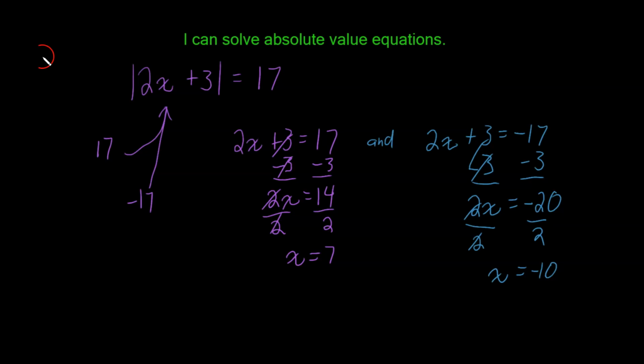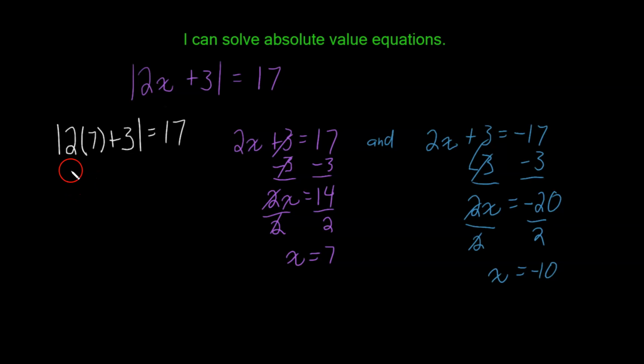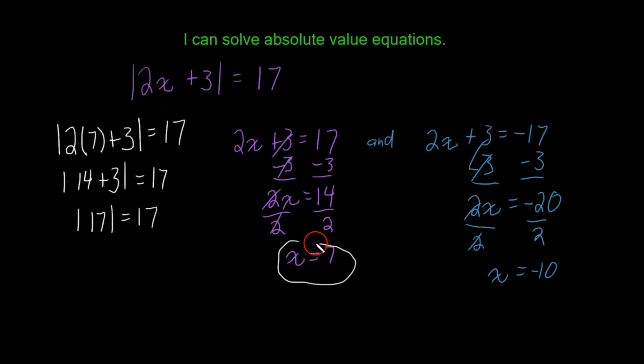Let's verify our solutions here. We get the absolute value of 2 times 7 plus 3 equals 17. And we know 2 times 7 is 14, so we see the absolute value of 14 plus 3 equals 17. And 14 plus 3 is just 17. And we know the absolute value of 17 is 17, so x equals 7 is a good answer.